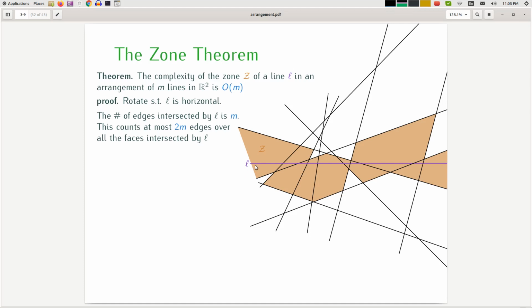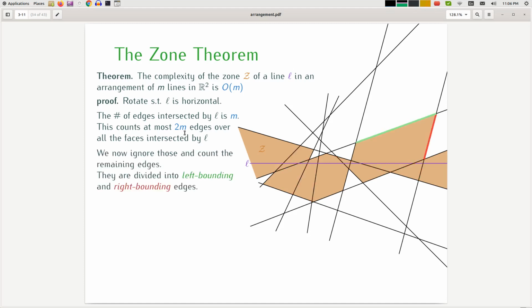There are m lines in the picture, so there are at most m line segments that are intersected by line L, because obviously every line in the picture intersects L at most once. Each one of these edges can be counted twice when I sum up the complexity of the zone. In other words, it can be counted in size. So like this, this edge can be counted once for this face and another time on this face. Okay. So therefore, when I look at how much these edges contribute to the complexity of the zone, they contribute at most 2m edges in total.